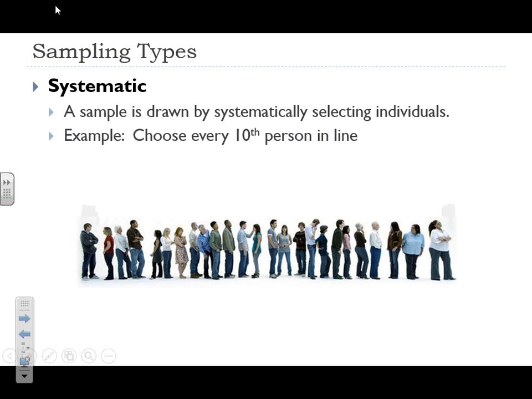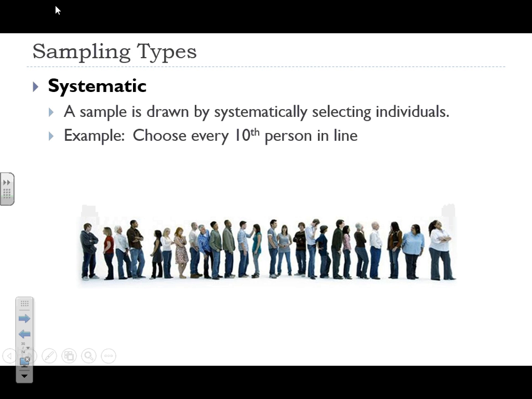Okay? You might ask people's opinions of a concert as they're leaving the concert. And so what you might do is you might randomly select the first person, and then from there, every 20th person that comes out the door, you pull them aside and ask their opinion. So anytime you're picking every nth person from a list, that's systematic sampling.